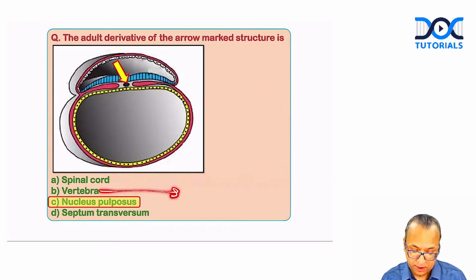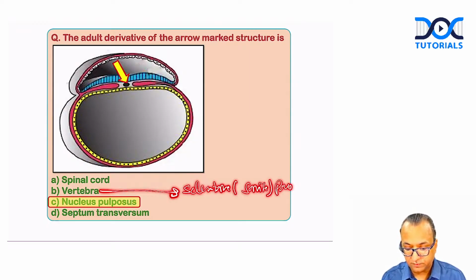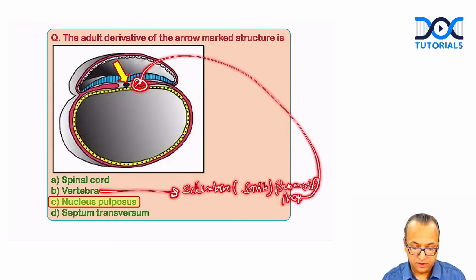If you're talking about the vertebra, vertebra come from the sclerotome part of the somite, which is paraxial mesoderm. And that paraxial mesoderm is here, this area. That is the paraxial mesoderm that will form half vertebra right side, half vertebra left side.